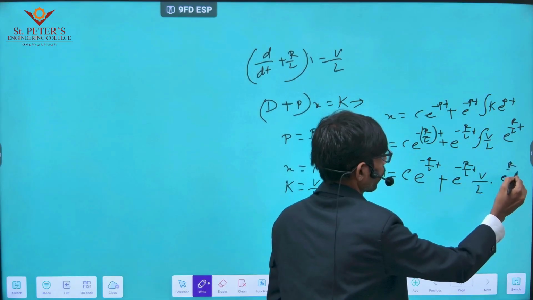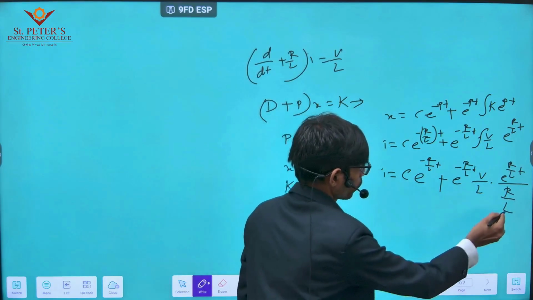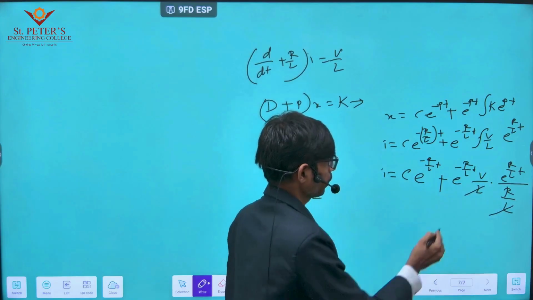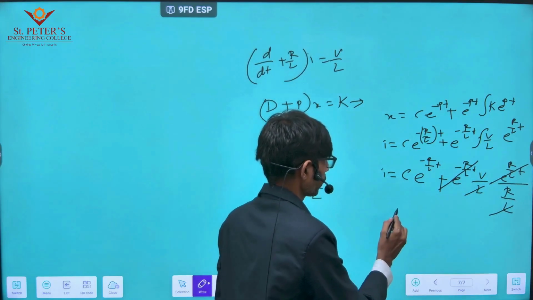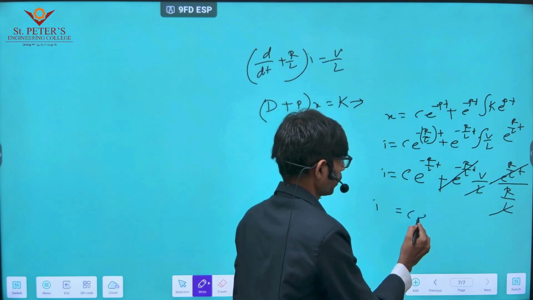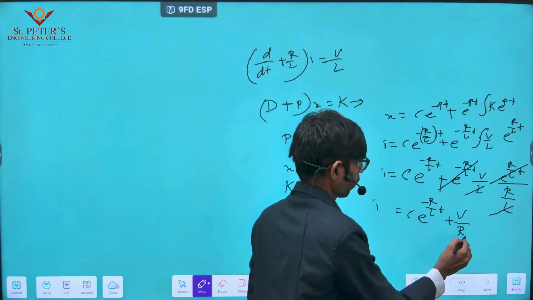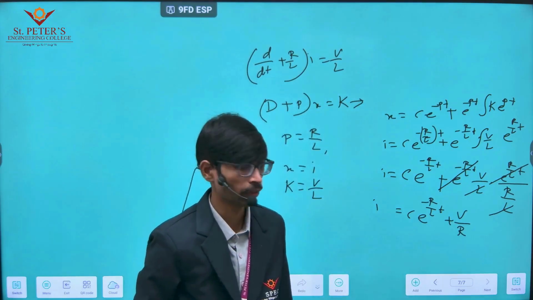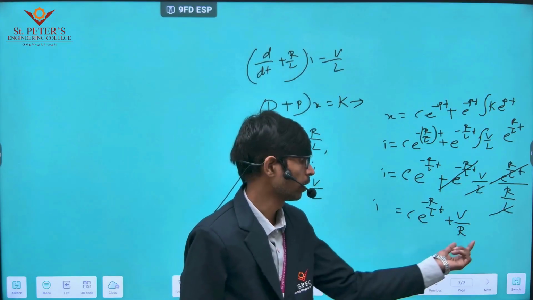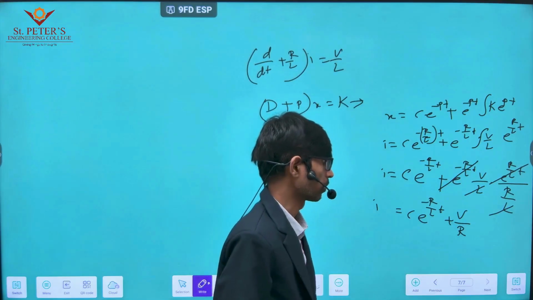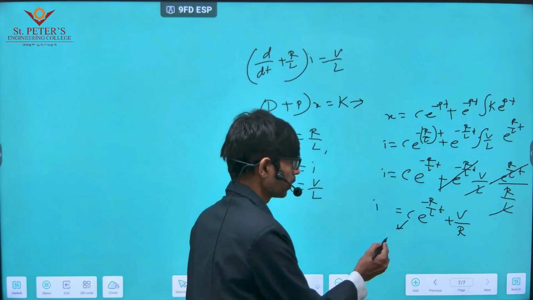E to the power of R by L t divided by R by L. So this L and this L will get cancelled, and e to the power of minus R by L t and e to the power of R by L t will get cancelled. So we will get I equal to C e to the power of minus R by L t plus V by R. This is not the final equation. C e to the power of minus R by L t will be the transient response, and V by R will be the steady state response. But we have to calculate the arbitrary constant, that is C.